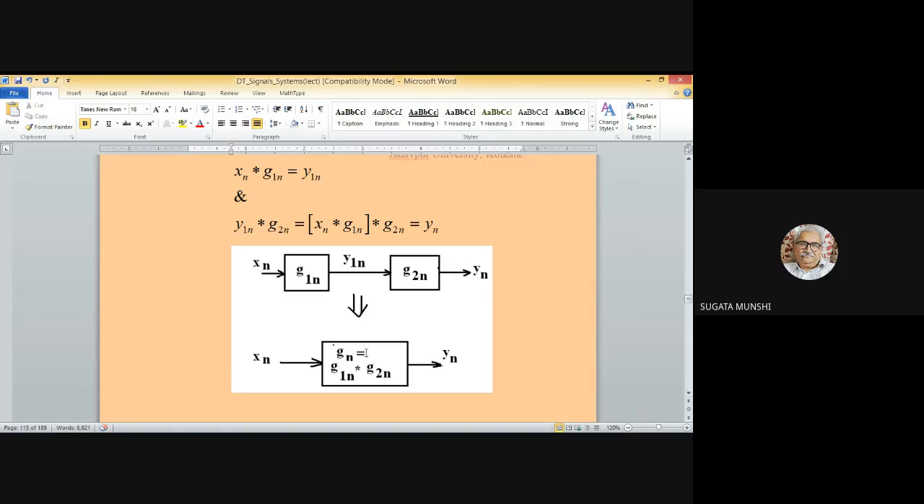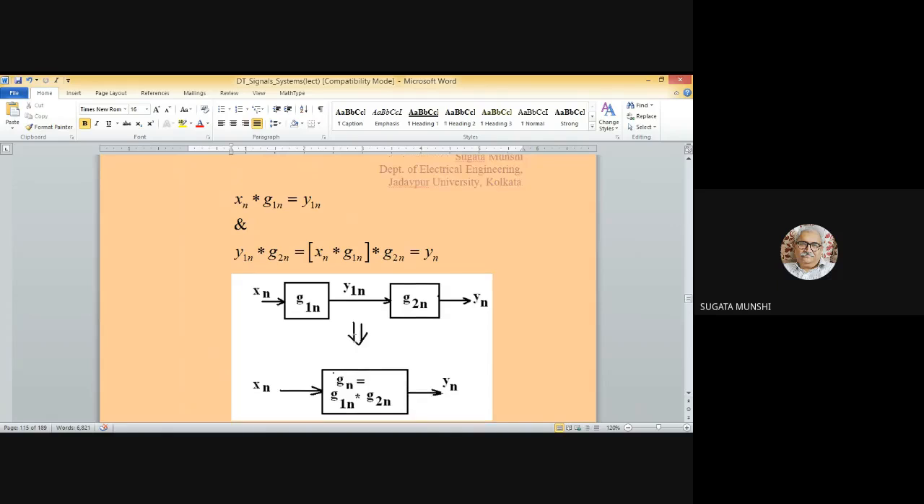Just see here. In the Z domain, what will happen if this has a transfer function G1Z, that one has a transfer function G2Z, the equivalent system will have a transfer function Gz equal to G1Z times G2Z. So convolution in time domain manifests as product in the Z domain. You know that.